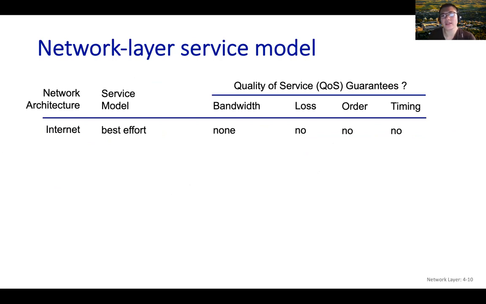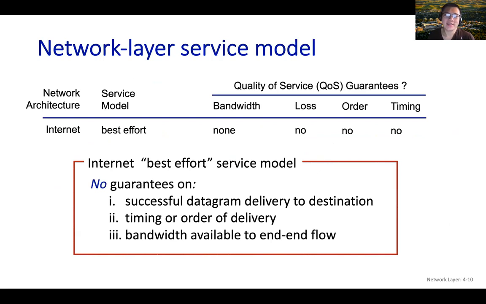So the QoS guarantees. For best effort, it almost means nothing is guaranteed. The quality of service is nothing guaranteed: no guarantee of bandwidth, no guarantee of data loss, order, timing, right? So the internet best effort service model is no guarantee on successful datagram delivery to destination, timing or order of the delivery, or bandwidth available to the end-to-end flow.